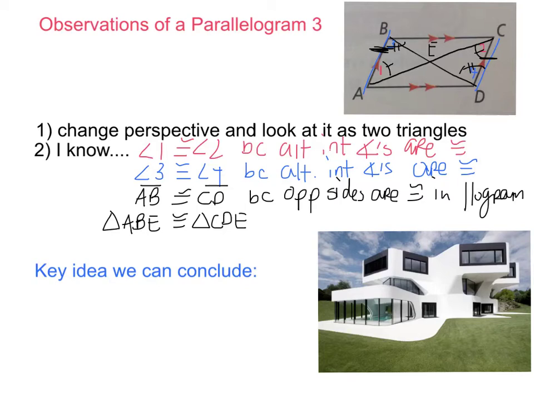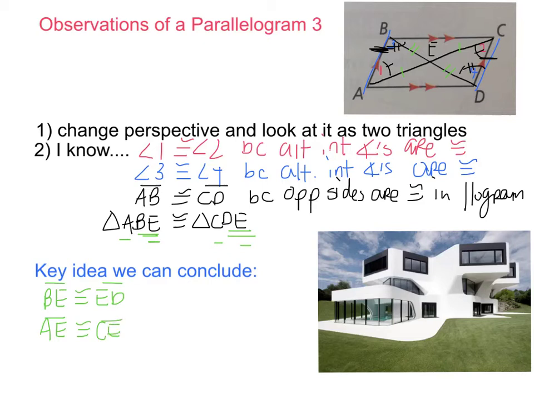Now, these are sides that aren't labeled yet, but I know that BE is the same as DE. Isn't that true? So BE is the same as ED. And I also know that AE is the same as EC. So AE is congruent to CE.